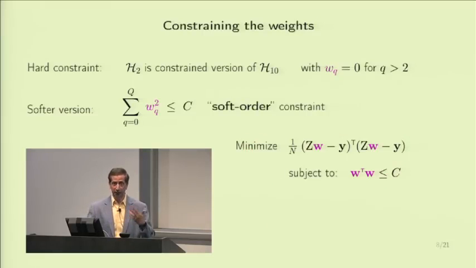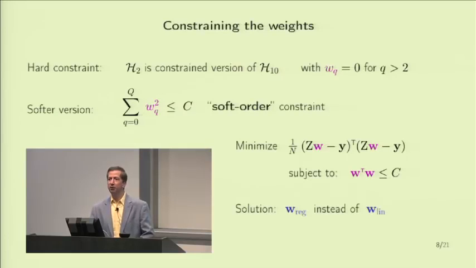Now, when you solve it, however you do that, we are going to call the solution W_REG, for regularization, instead of W_LIN for linear regression. And the question is, what happens when you put that constraint? What happens to the old solution, which is W_LIN, given W_REG? Which one generalizes better? What is the form for each, etc.